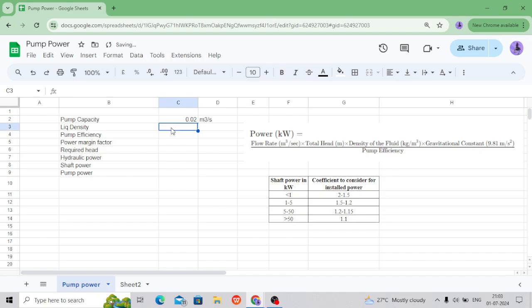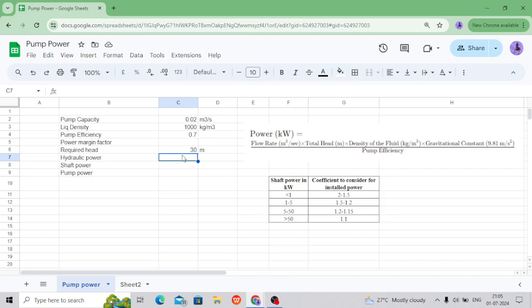Okay, great. Then the second term is liquid density. Here we will take water into consideration, so the density will be 1000 kg per meter cube. Here we will assume the pump efficiency to be 70%, so we will consider it to be 0.70. Then we will keep this term aside for a second. Now we are moving towards the required head, where we will assume it to be 20 meters. Let's take it 30 meters.